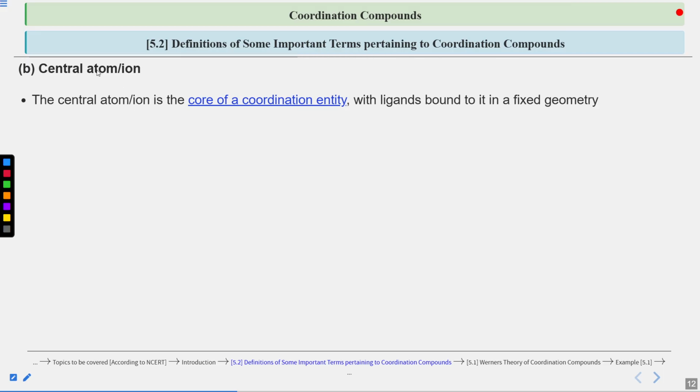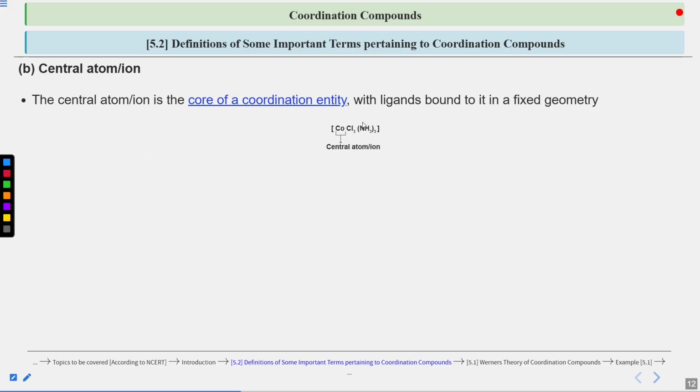Now let's see the central atom or ion. What is it? The central atom or ion is the core of a coordination entity, the center of a coordination entity. The coordination entity we have just discussed is the species present inside the square bracket. The core of that species is represented by the central atom or ion, and it is bound to ligands in a fixed geometry. So it binds to a number of ligands in a fixed geometry.